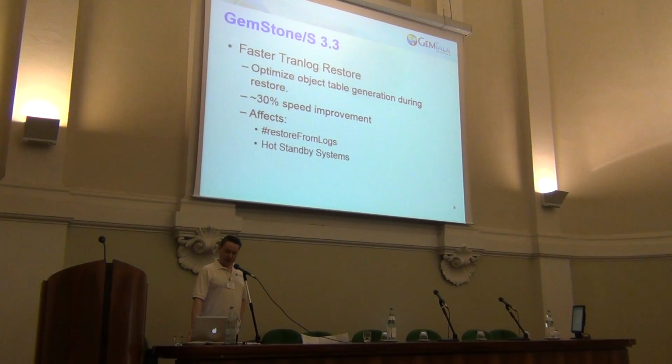Also in 3.3, we improved the transaction log restore speed. It's about 30% faster. This comes into play when you're running a hot standby system or doing the restore from backup with applying transaction logs to the repository. So we've done some multi-threading and some things in here to make this faster.